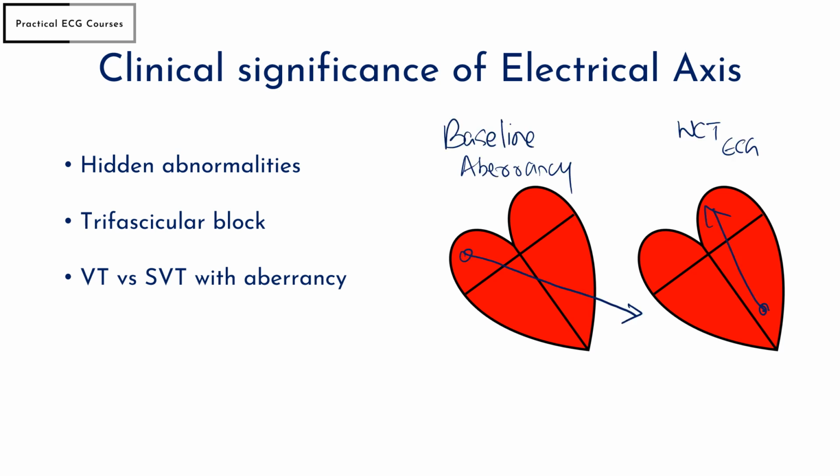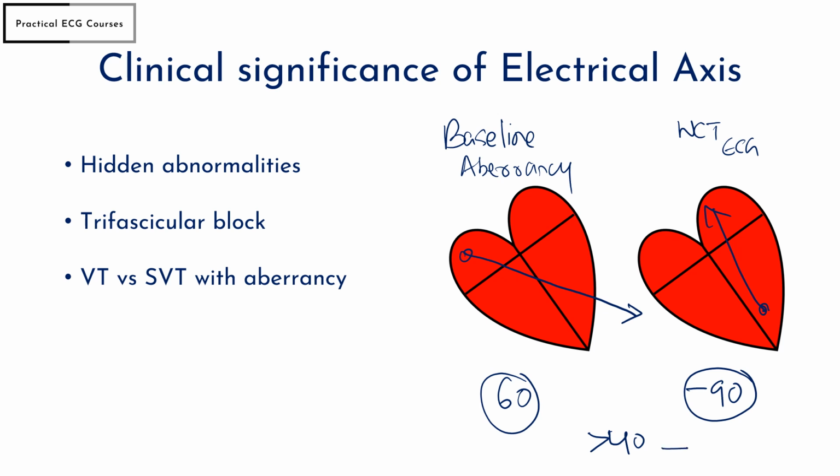Suppose you have a patient with a baseline aberrancy, such as a bundle branch block or something like that, and you know the axis at baseline. Suppose it is, in this case, maybe around 60. And then the patient has come in with a wide complex tachycardia. And when you calculate the axis in that, it is somewhere around minus 90 or something like that. So now there is more than a 40-degree shift in axis from 60 to minus 90.